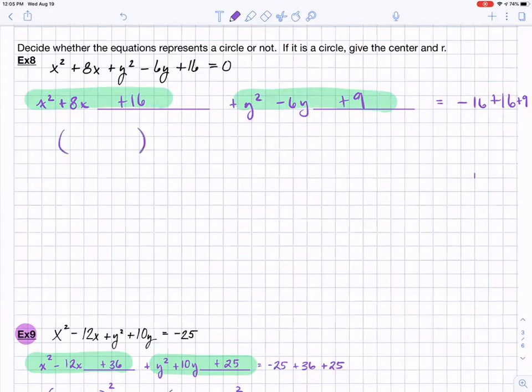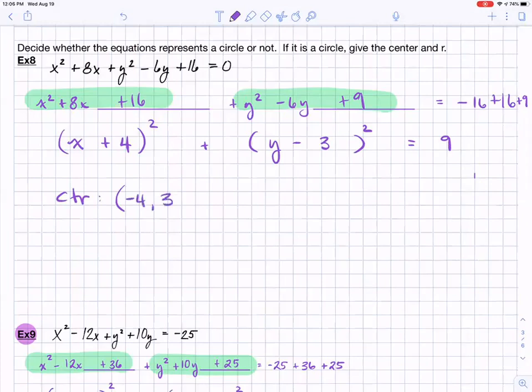So this guy's going to turn into a glob squared. What's inside the glob? Because remember, it's an x and your half of b, and your half of b was a positive 4. Plus, we got another glob squared. What goes inside? y minus 3. And then on the other side, our 16 cancel each other out, so I just have a 9. Right? Okay, so now it's in my standard form. Is it a circle? Yes, it is. What's my center?